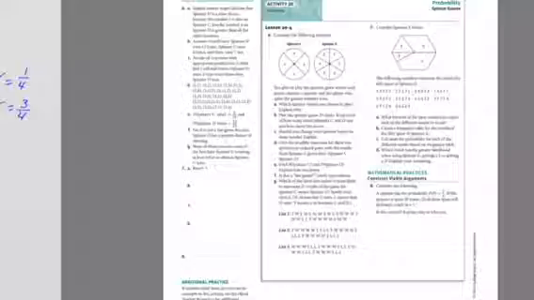Consider spinner E below. The following numbers represent the results for 50 spins of spinner E. Question A. What fraction of the time would you expect each of the different results to occur? So they're asking what fraction of the time. Now by doing that, what they're asking is if you were to draw a picture of spinner E and you divided it into sections, what would be the probability of each one?